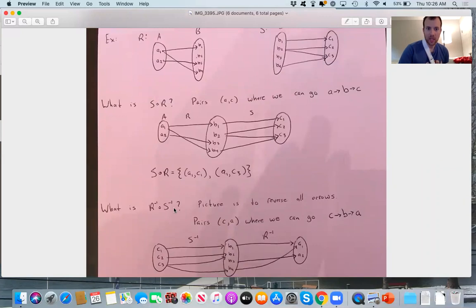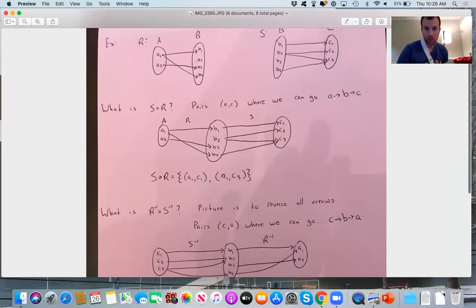So if you have a relation R, then what the picture of the inverse relation looks like is really just taking these arrows and turning them around. So you'd go from B1 to A1, B3 to A2, B4 to A1. That's the picture of the inverse. Similarly with S, you turn all these arrows around, and so you're going from elements of C to elements of B.